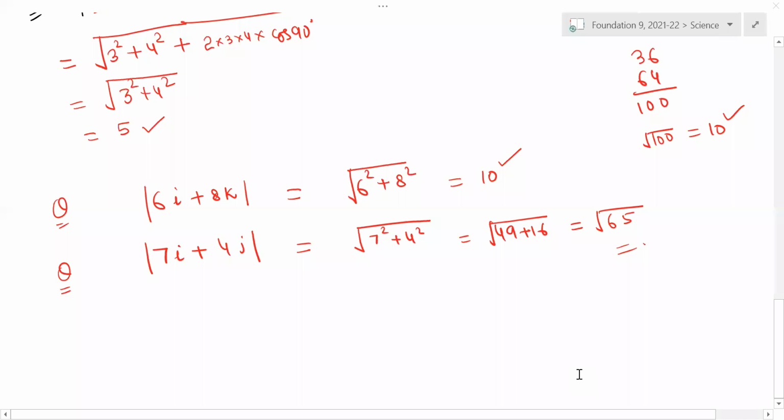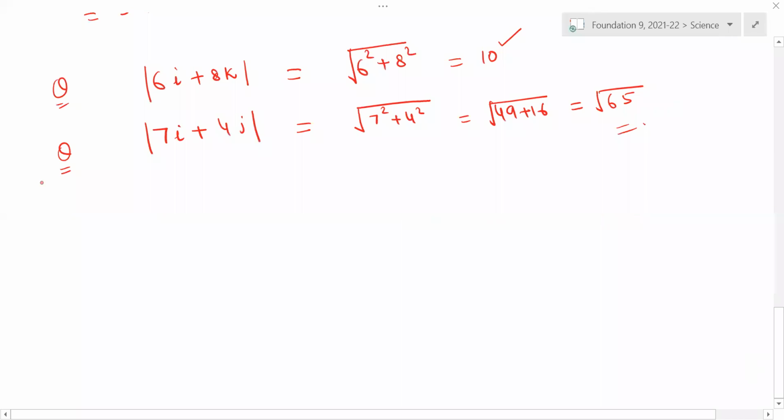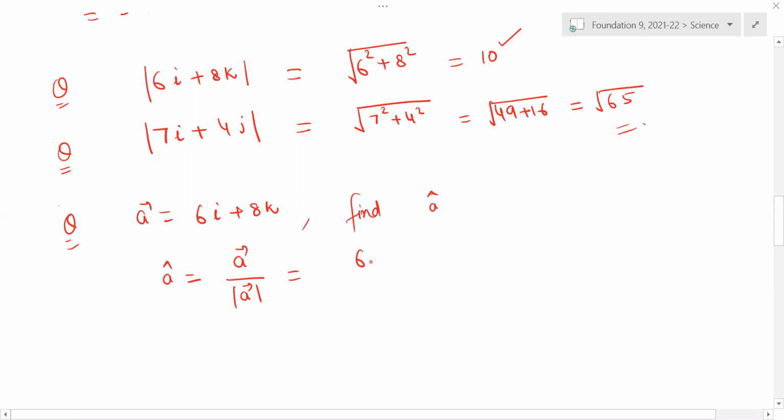Now find the unit vector of any vector. We will try to find, let's say this vector is 6i plus 8k. In the question, find a cap. So a cap will be how much, beta? A vector upon mod a. Mod a, yes or no? So a vector is 6i plus 8k. Mod a was how much? 10. So 6i plus 8k upon 10. That's all. This is your perfect answer.